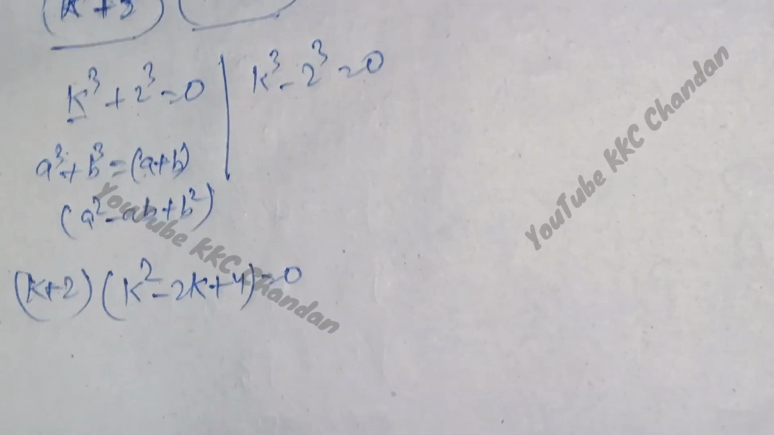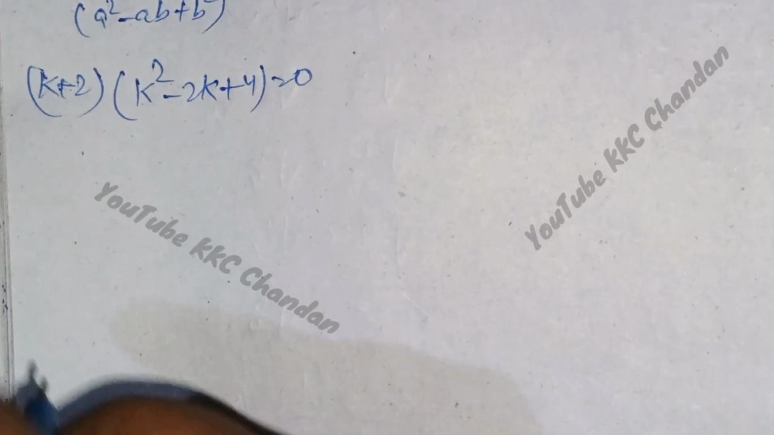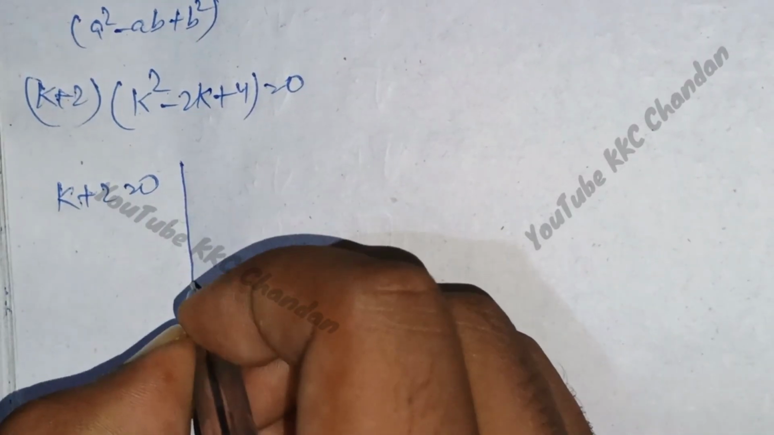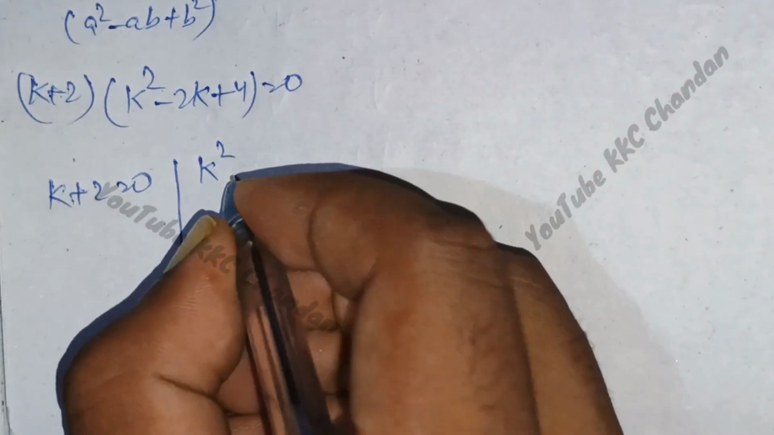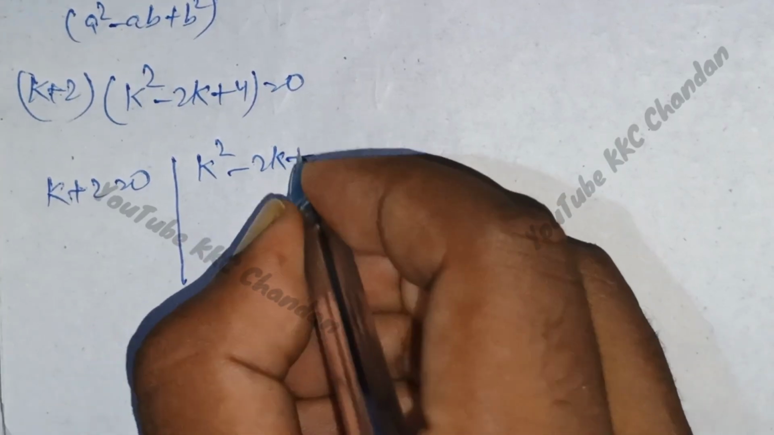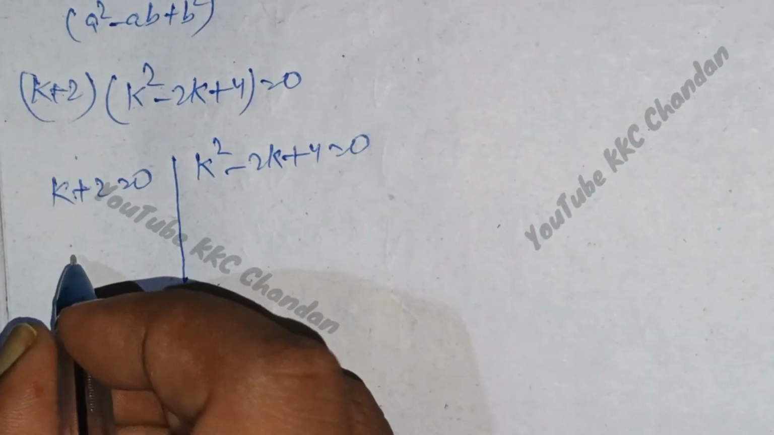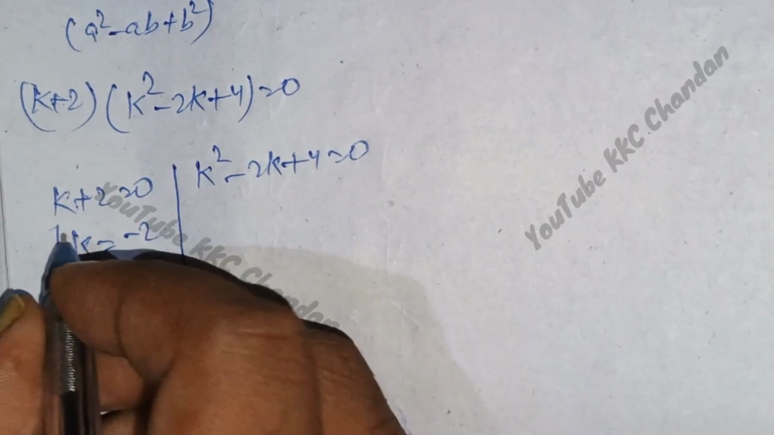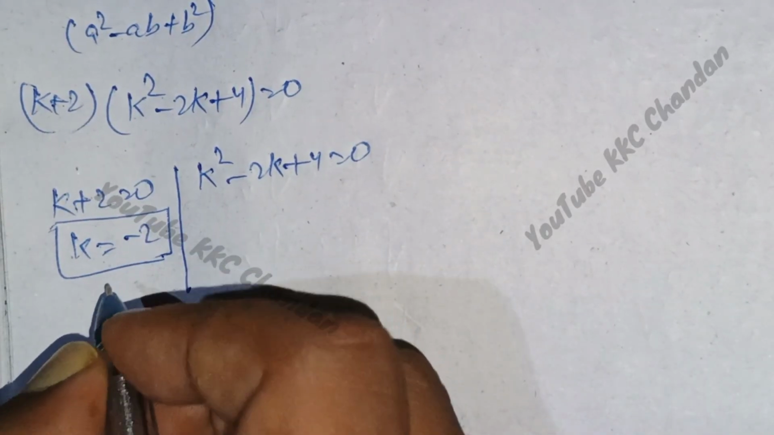After the next step, two equations arise. First of all, k plus 2 is equal to 0, the first equation. Second equation, k square minus 2k plus 4 is equal to 0. See here, k is equal to minus 2. This is the first k value.